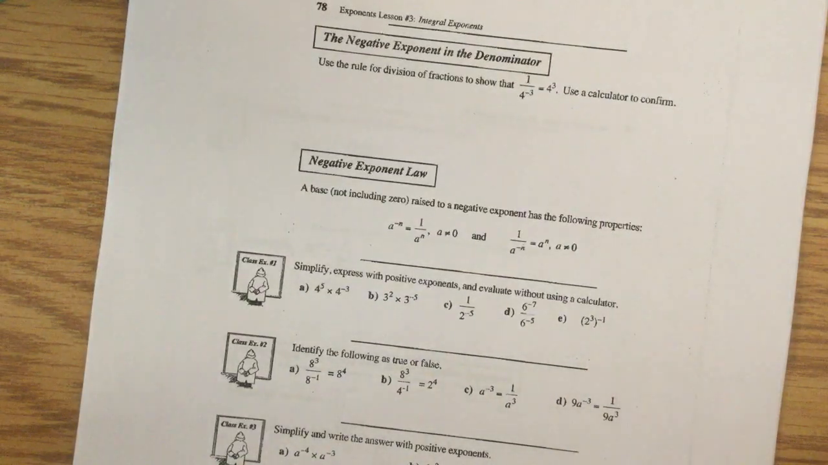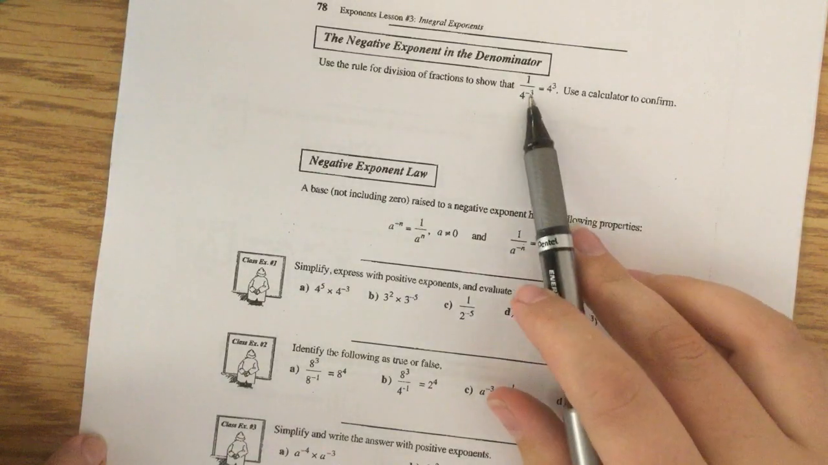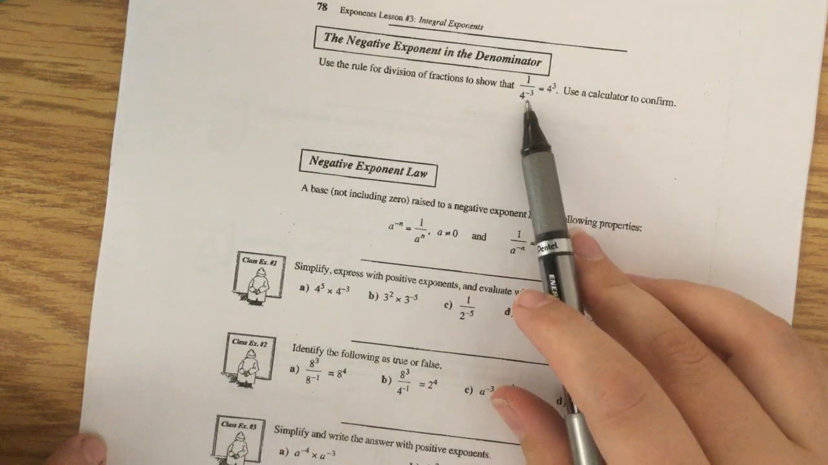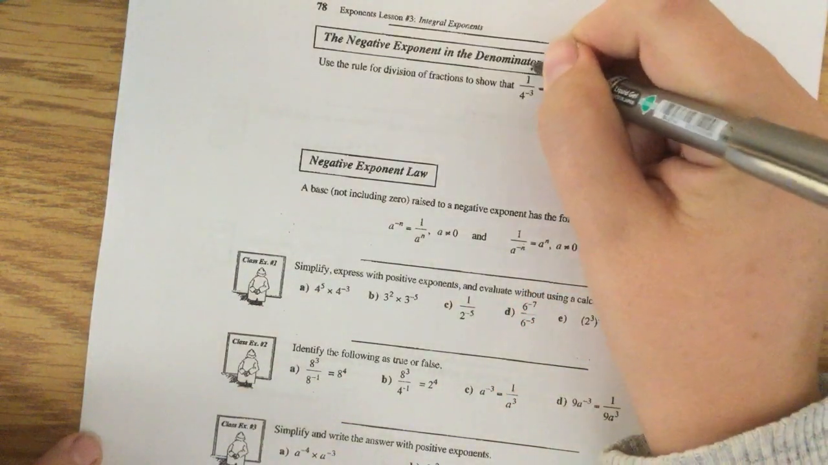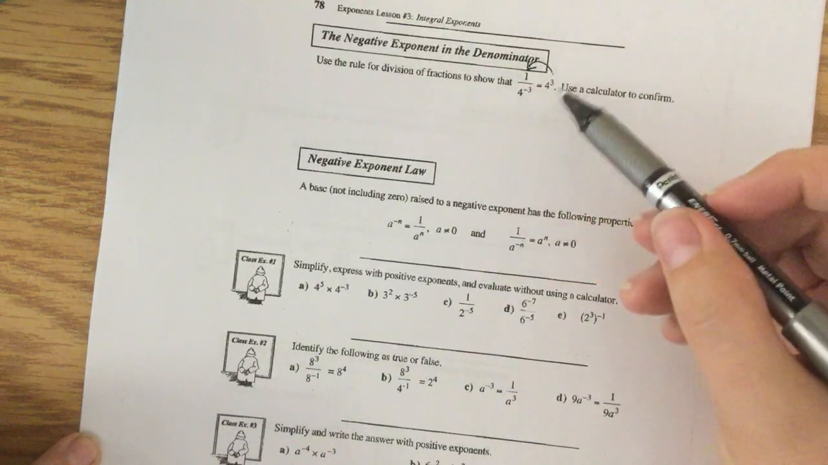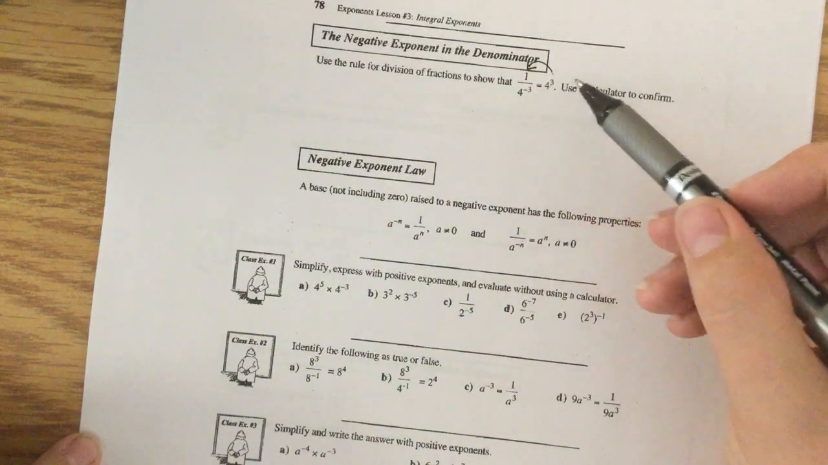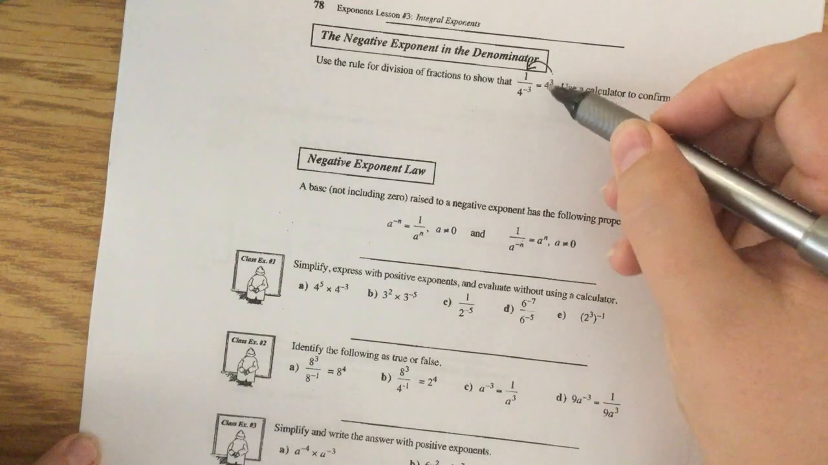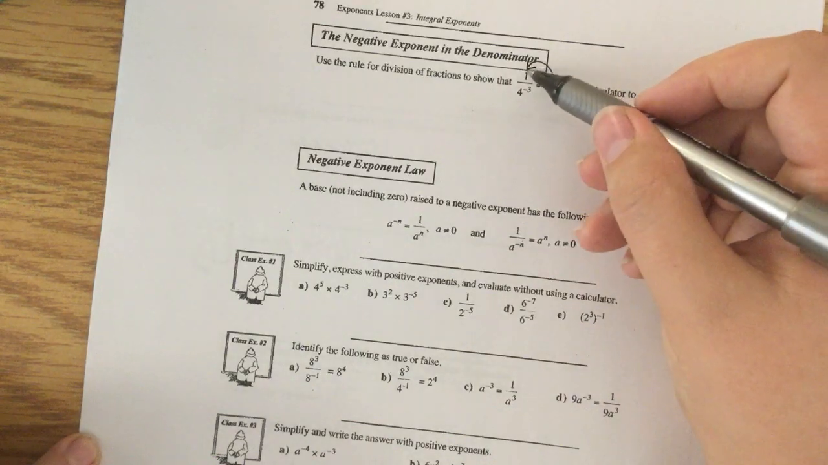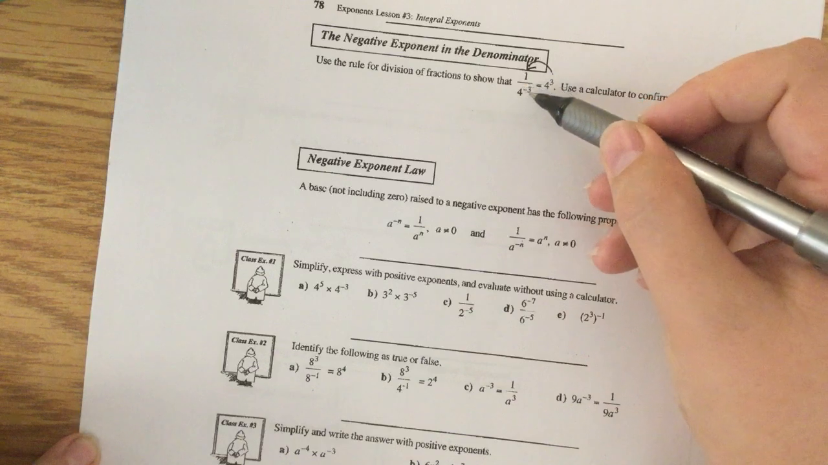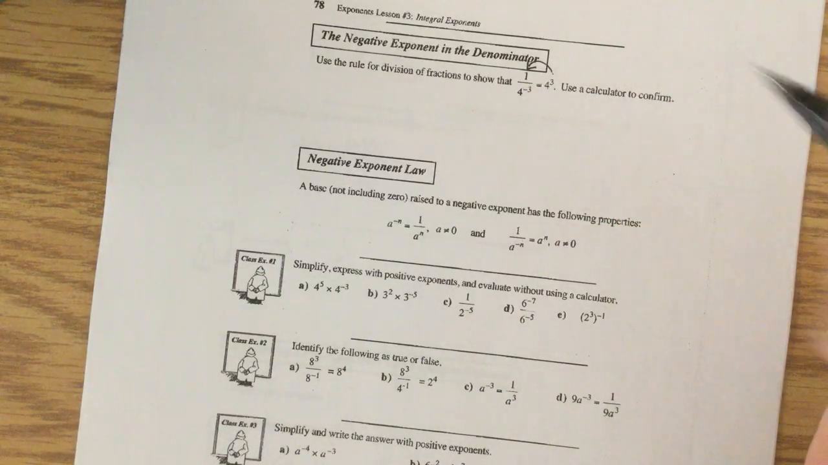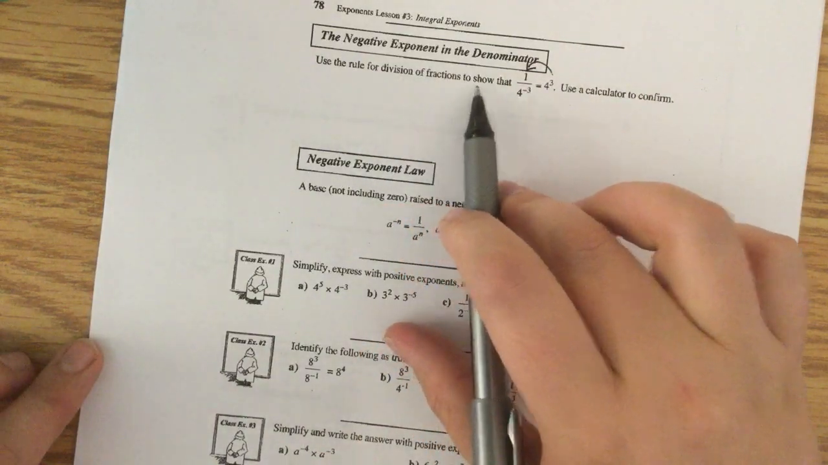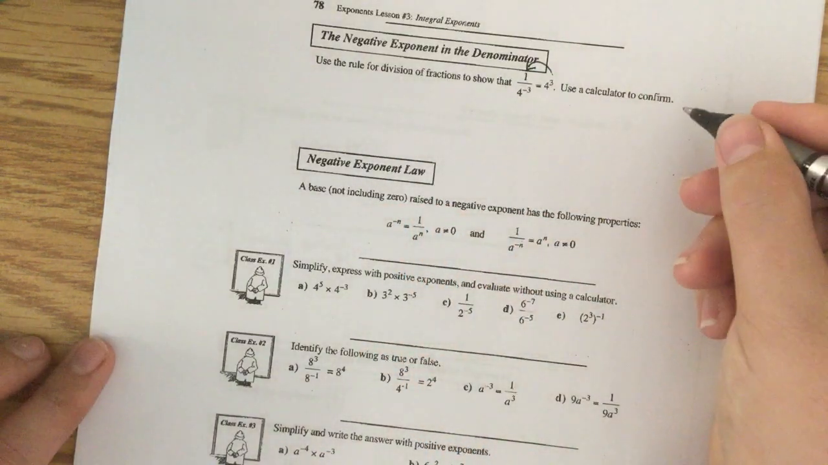Okay, so the negative exponent in the denominator, can we try to prove that 1 over 4 to the negative 3 equals 4 to the 3? Now, I already know, based on what I did on the last page, that this sort of works in the reverse. We said 4 cubed, if this was negative, we would go 4 to the negative 3, and then we would go 1 over 4 to the 3. This is asking for, if this is negative in the bottom, can you move it to the top and make it positive? And so use the rule for division of fractions to show that this is true. Use a calculator to confirm.